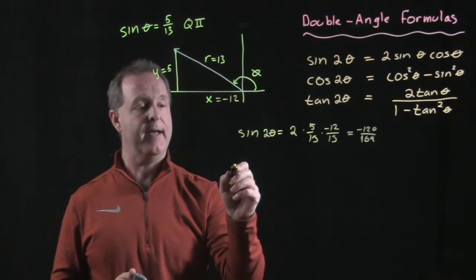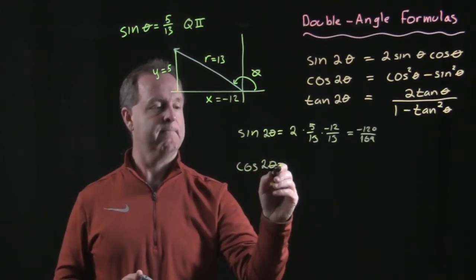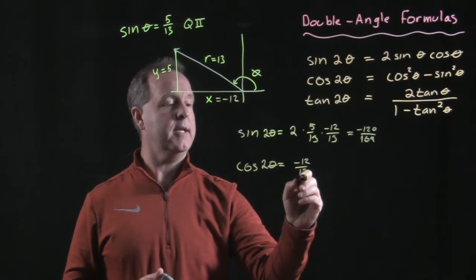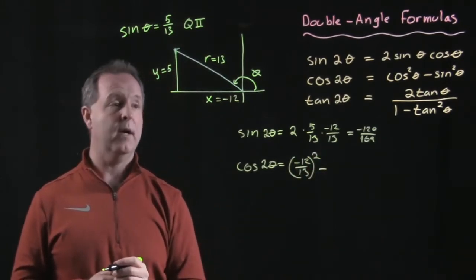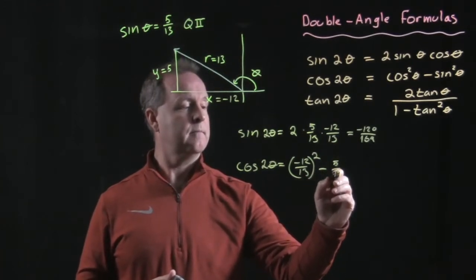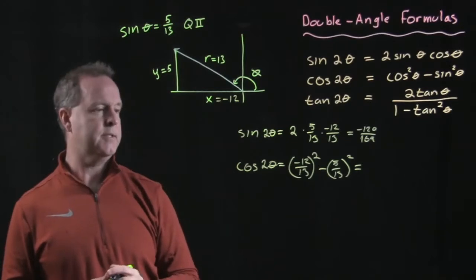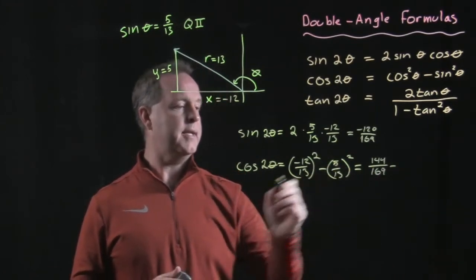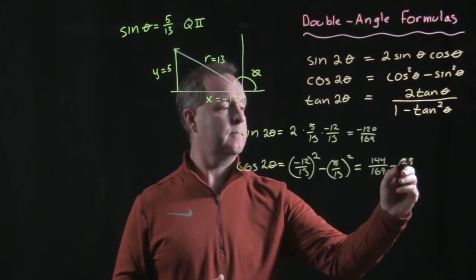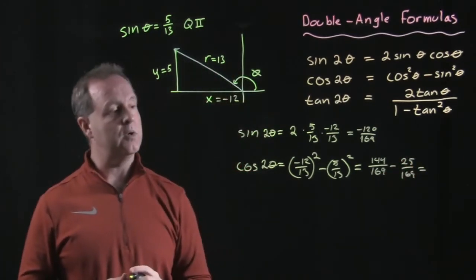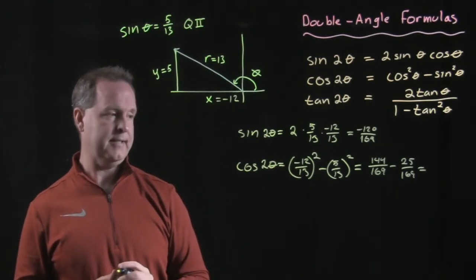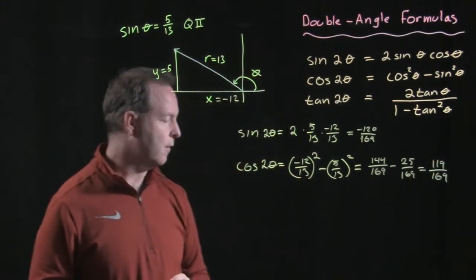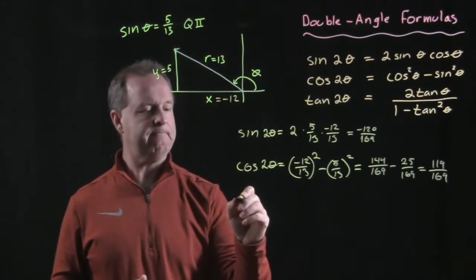Now the cosine of 2 theta, how do we find that? Using the double angle identity, it's cosine squared. Cosine we've discovered was negative 12 over 13, squared, minus sine squared. Sine was 5/13, squared. And so that gives me 144 over 169 minus 25 over 169. And that equals, what is 144 take away 25? 119 over 169.